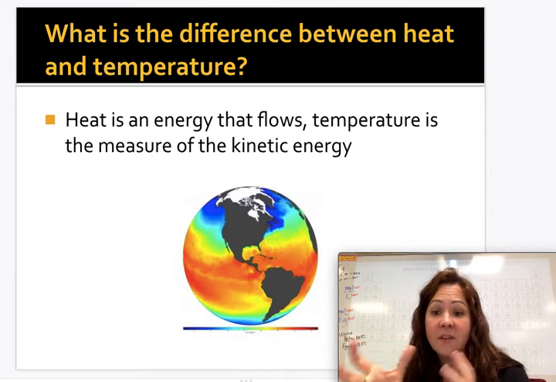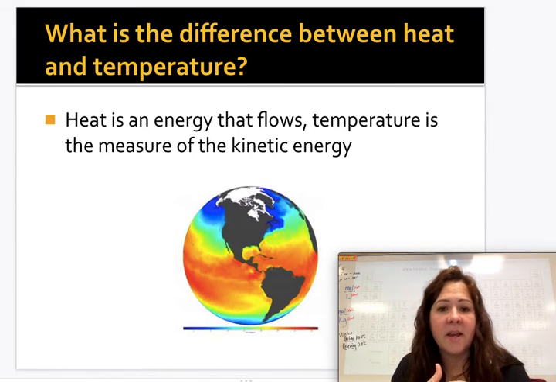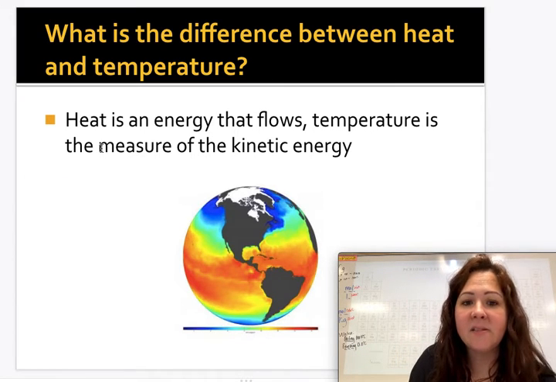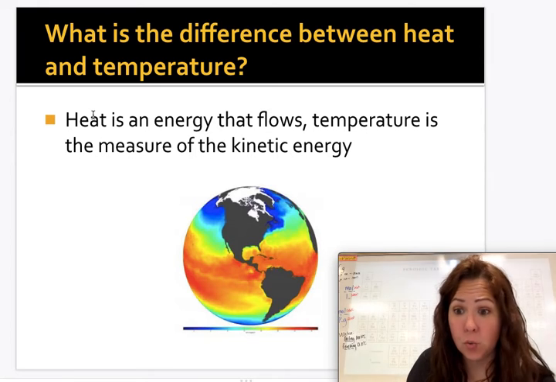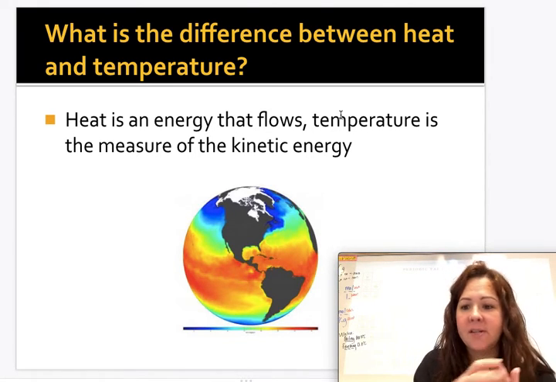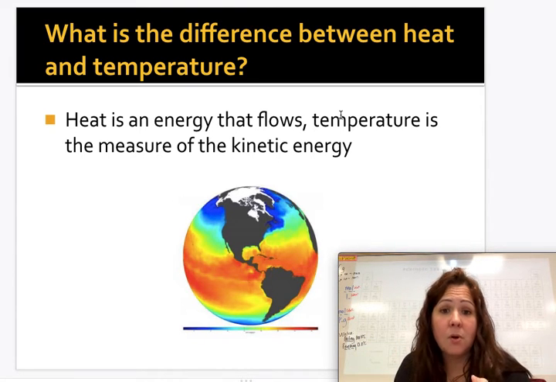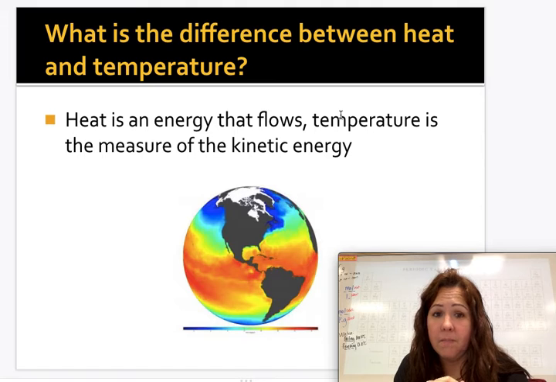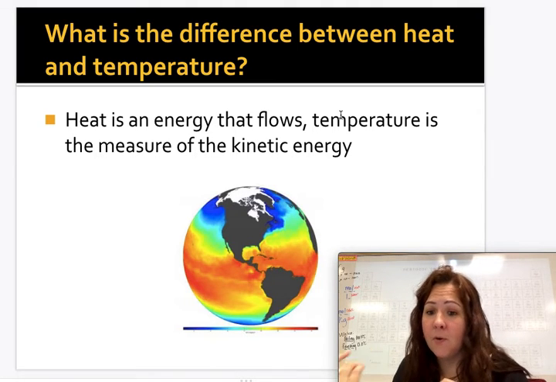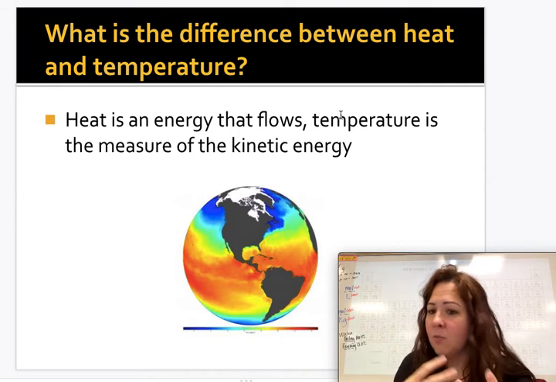Now, with the difference between heat and temperature, I did say that there is a difference there. Heat is measured in a unit called a joule. Temperature is measured in degrees Celsius or in Kelvin. Temperature is how fast or how slow those little particles are moving. Heat is the energy that flows from a warmer object to a cooler object. So they're not really the same thing.